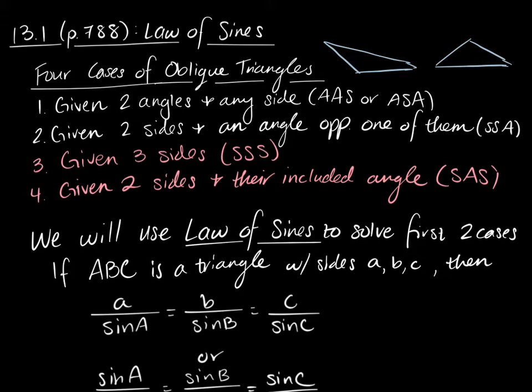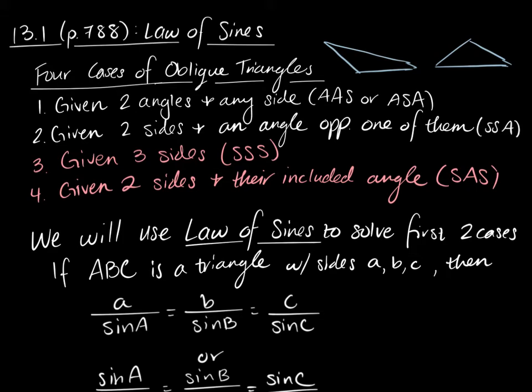And there are 4 cases to look at when solving oblique triangles. The first one is if you're given 2 angles and any side. If you remember from geometry, that's angle, angle, side, or angle, side, angle. The second case is given 2 sides and an angle opposite one of them. So that's side, side, angle. Case 3 is given 3 sides, that's side, side, side. And case 4, given 2 sides and their included angle, that's side, angle, side. The ones we're going to be looking at first are the first 2 cases. So that's when you're given 2 angles and any side, and 2 sides and an angle opposite one of them.